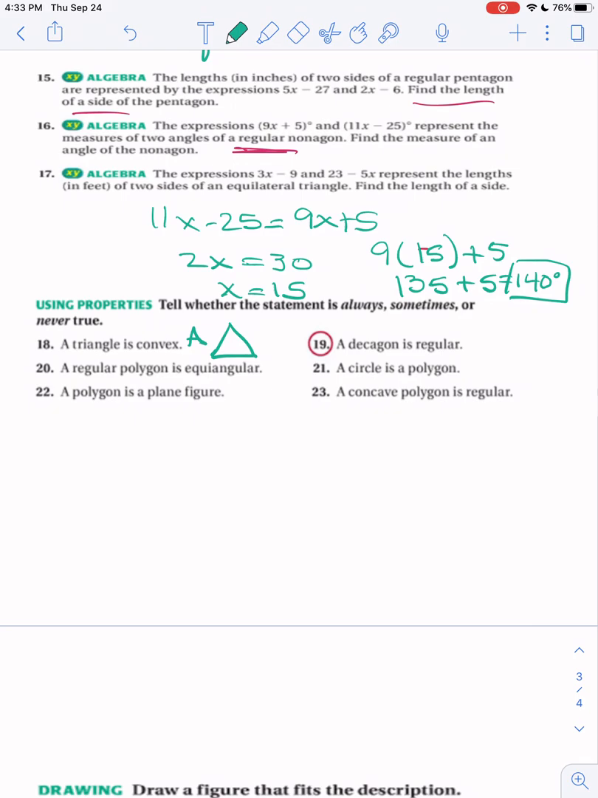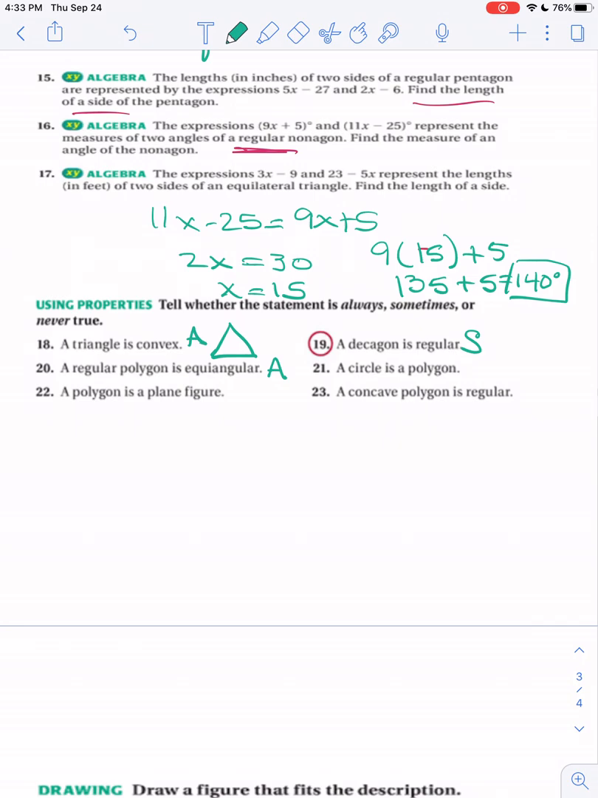A decagon is regular. A decagon can be regular, but it's not always going to be regular. So we'll say it's sometimes regular. A regular polygon is equiangular. By definition, that's what regular means. It's equiangular and it's equilateral. So we're going to say that's always true.